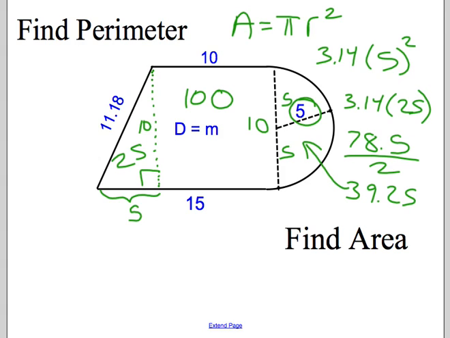Now what do you do with those 3 areas? Add them together. 25, 100, 39.25. Put those together and that would give you your area. 164 something? That sounds right, 164.25.